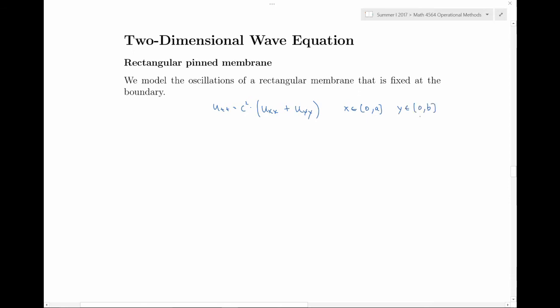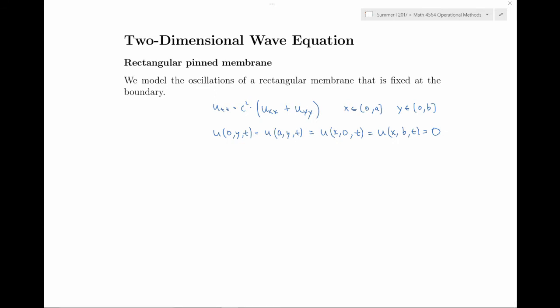We can assume that this is a pinned membrane, that the sides of it are fixed. So we have that u(0, y) for all values of t is the same as u(a, y) at all values of t, and it's the same as u(x, 0), and u(x, b), but all of those are equal to 0. We've fixed the sides of the membrane, so we can think about it as a rectangular drum.